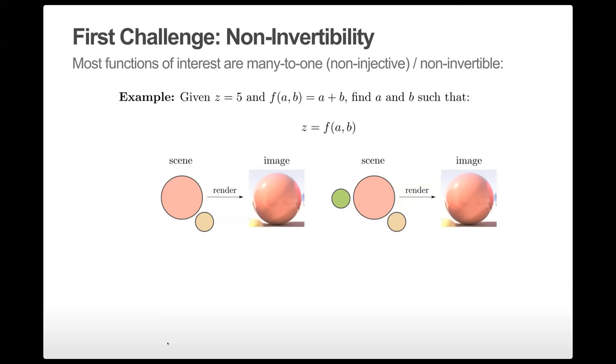The first challenge you find with any notion of program inversion is that most things are not invertible. In the case of these 3D dynamics, the rendering function which goes from 3D to 2D is not invertible, because there are many different 3D scenes that create the same 2D output. For example, if I had something behind my back, that would create the same visual observations for you, but it would be a different three-dimensional environment.